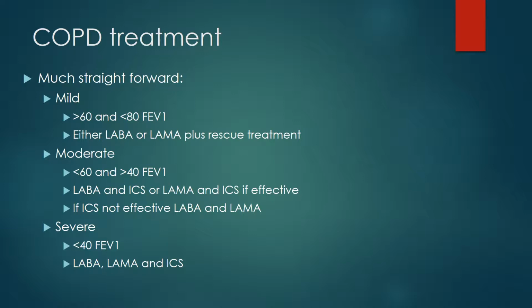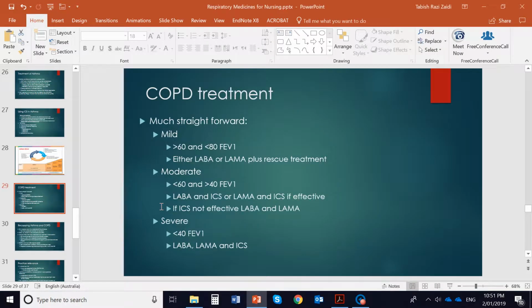If they are not getting good control, then you try LABA with inhaled corticosteroid or LAMA with inhaled corticosteroid. And if that is not giving any benefit, then you use LABA and LAMA without inhaled corticosteroid. But once they deteriorate to the last stage, you just use all of them, because it's all about maintaining a decent quality of life in these patients. So I hope that covers all of your regular treatment for childhood asthma, adult asthma, as well as COPD treatment, and I hope it makes sense.